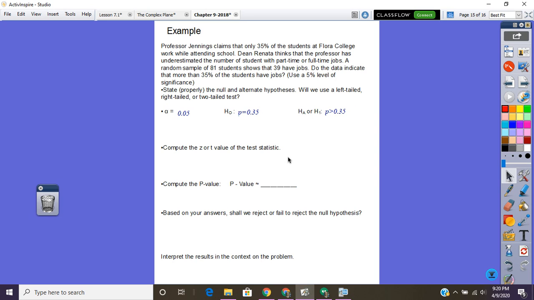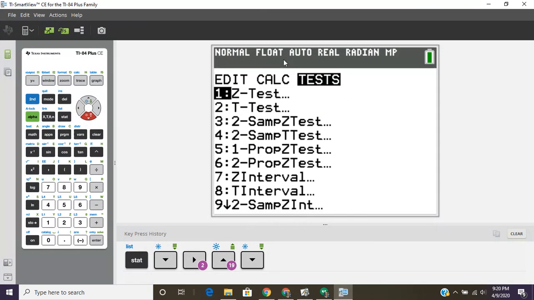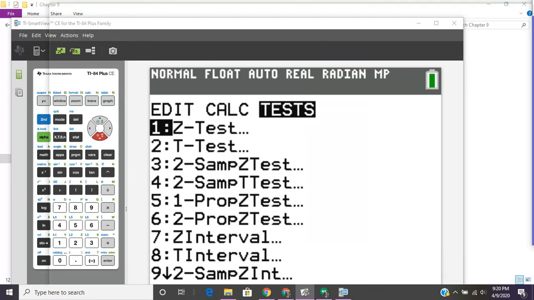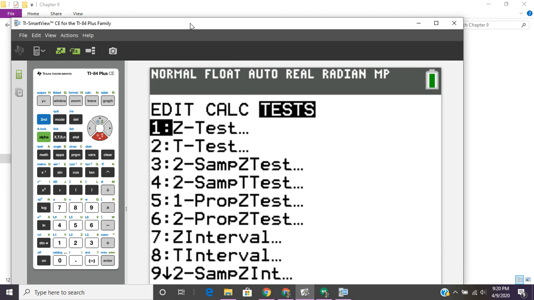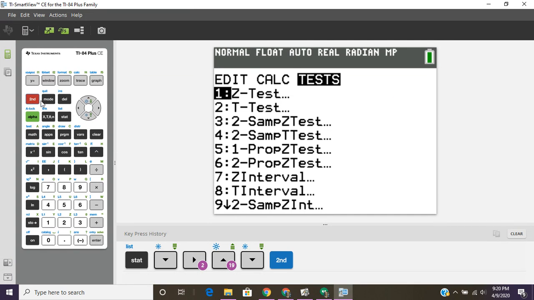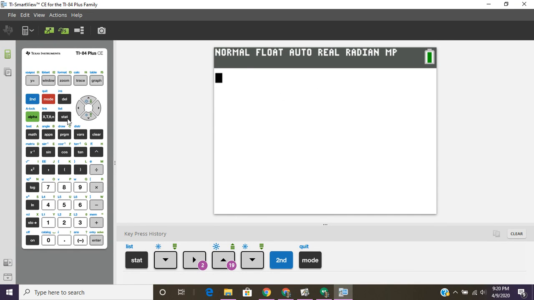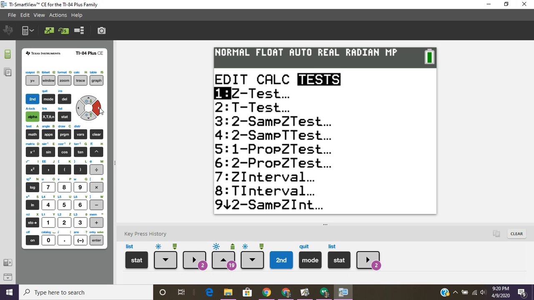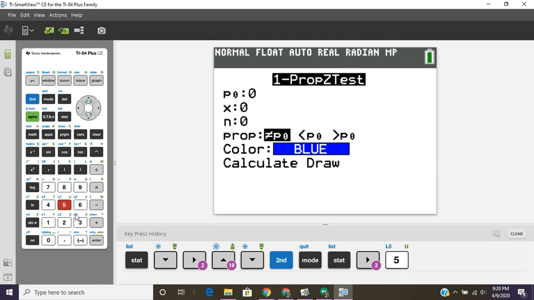So now we're going to compute a test statistic. All right, so I'm going to pull this up and move stuff around so I can actually see. Let's start over from the very beginning here. We're going to go Stat, Tests, and it is a proportion, and we've only got one, so it's going to be test number 5, a 1-PropZTest. So you can click 5 or go in.